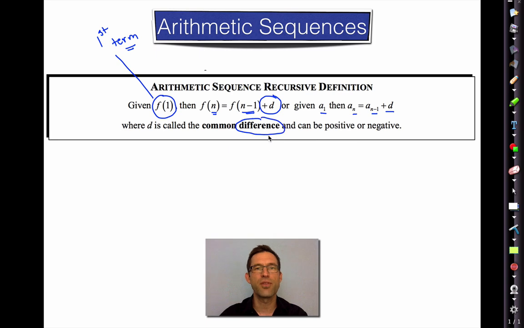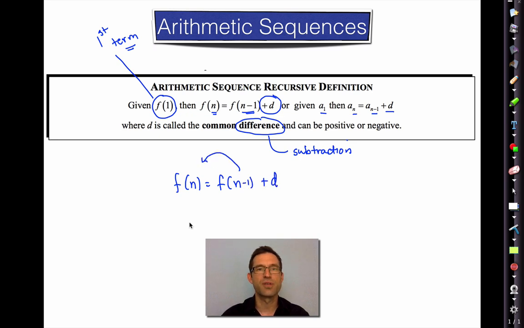Now, we typically think about difference as a subtraction. And in fact, it is, because if you take just, let's say, this definition, f of n equals f of n minus 1 plus d, and you move this to the other side by subtraction, what you see, or what I hope you'll see if I can write properly, is that f of n minus f of n minus 1 is equal to that constant difference.